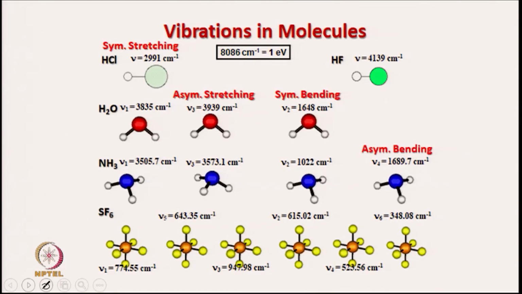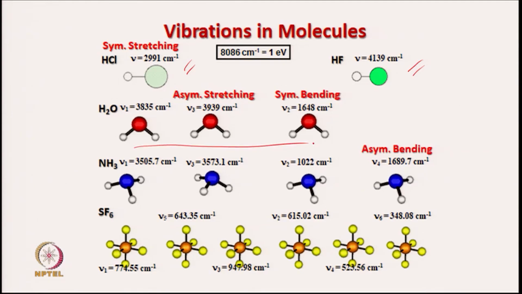Here you can see there are several different molecules and their vibrational wave numbers are given. For example, HCl symmetric stretching, so it has only one kind of stretching, that is symmetrical stretching, and the wave number is 2991 centimeter inverse. Similarly, for the HF molecule, for a diatomic molecule you only have one normal mode of vibration, and for HF it is 4139 centimeter inverse. For H2O you have 3 different kinds of vibration, which we just discussed.